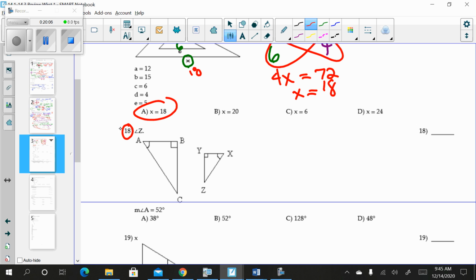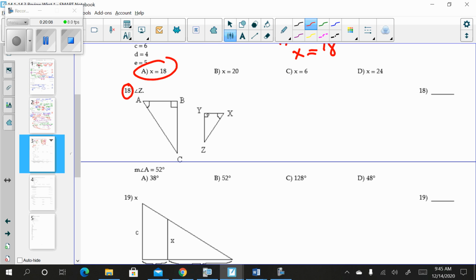For number 18, I just want to draw your attention to the fact that they kind of flip the triangle over, but your corresponding parts, hopefully you can still tell what corresponds to each other. They're talking about the angle measurements. So angle A and angle X, they have it marked. These correspond to one another. They said that angle A is 52 degrees. So that means angle X is also 52 degrees. That's what they're telling you. And they want you to find the measure of angle Z. Well, angle Z is this one.